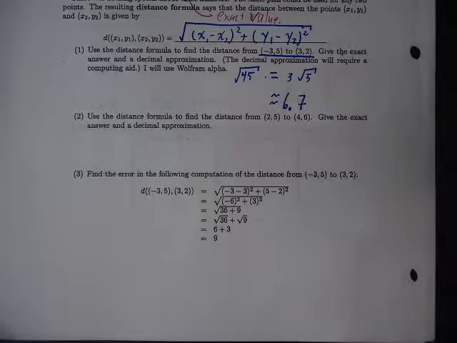No, it looks okay, right? -3 minus 3 is -6. 5 minus 2 is 3. That seems fine, right? Square those, you'll get the square root of 36 plus 9. Good. Which is the same thing as the square root of 36 plus the square root of 9. Yeah, that's wrong, right?